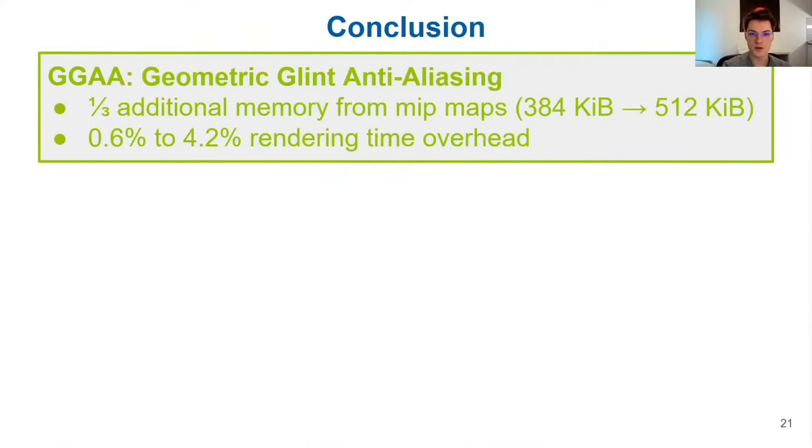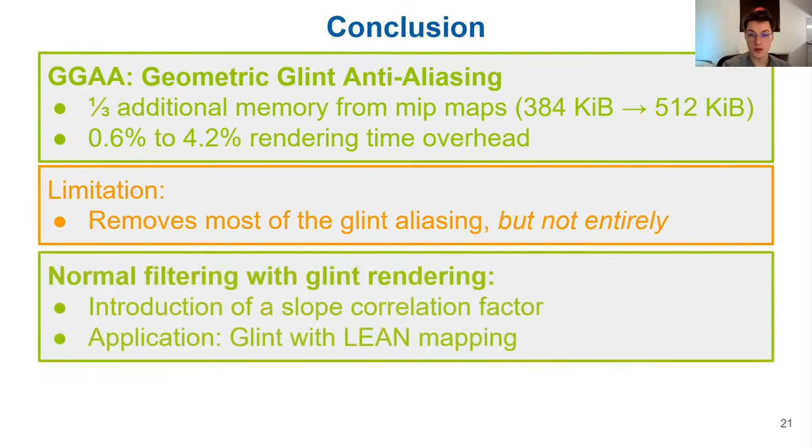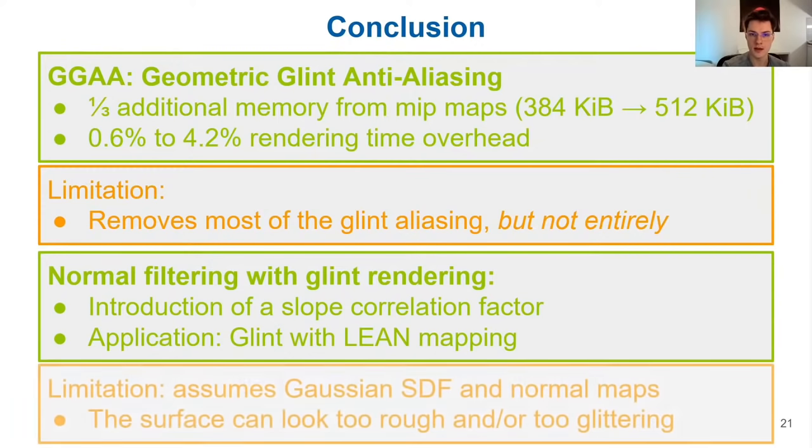In this work, a method called GGAA, allowing geometric glint anti-aliasing, was presented. The additional cost in memory and computation time is relatively low. Even if a major part of the glint aliasing is removed, this aliasing is not completely removed. We have proposed a method to combine glint rendering and normal map filtering by introducing a slope correlation factor in the BRDF of Chermain and colleagues. This method is based on LEAN mapping and assumes that the SDF is Gaussian and that the normal map induces Gaussian normal distributions. If it's not the case, the surface may be too rough or too sparkling.